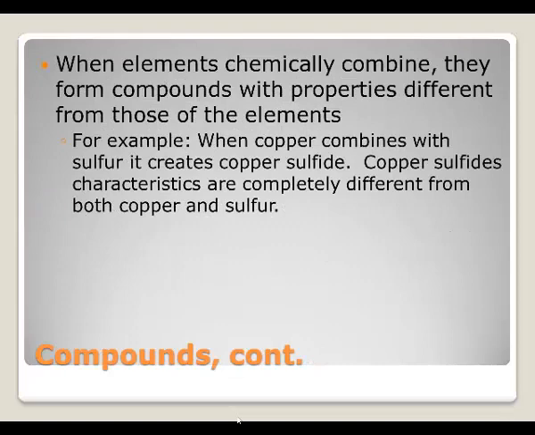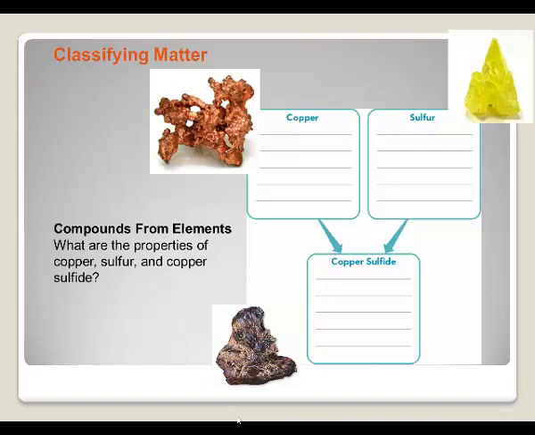When elements chemically combine, they form compounds with properties different from those of the elements. On the next slide, there's an example of what happens when copper combines with sulfur. Each of those elements has its own distinct properties when separate, but when you combine them, new properties emerge. In the upper left-hand corner, we have copper. On the right-hand side, we have sulfur. And down toward the bottom, when those two are combined, it creates copper sulfide.